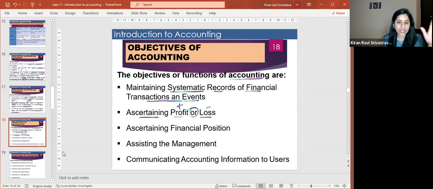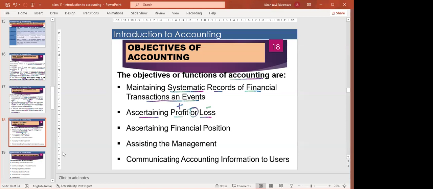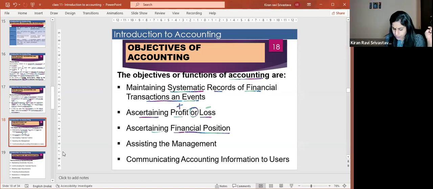A businessman cannot incur profit and loss in a given financial year. It is either or. Then next is ascertaining the financial position. What is the financial position of the company? And this will be depicted by the balance sheet, which we will be preparing towards the end of the year. Next is it assists the management.